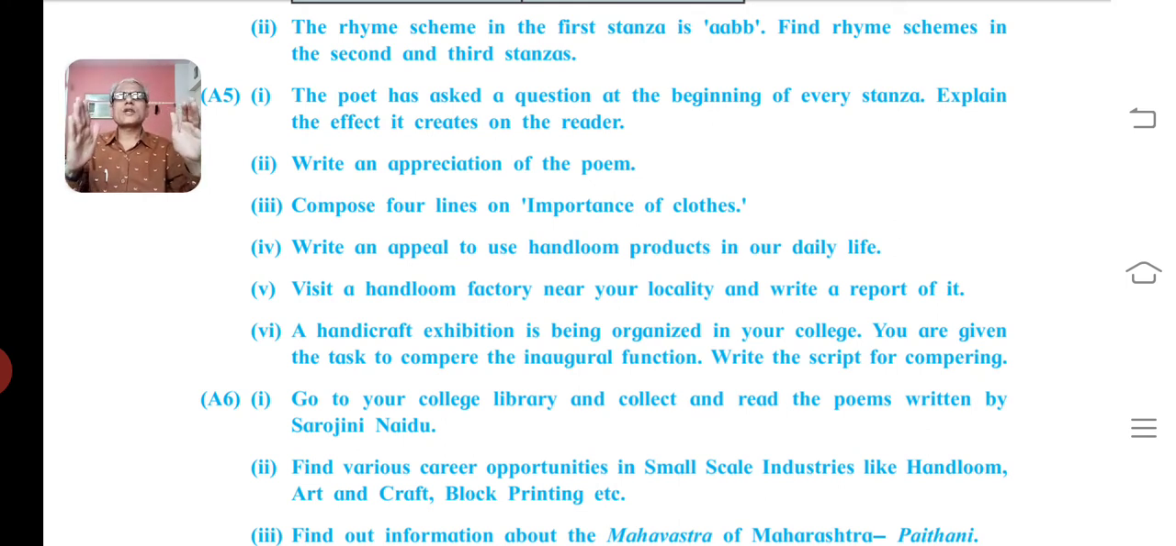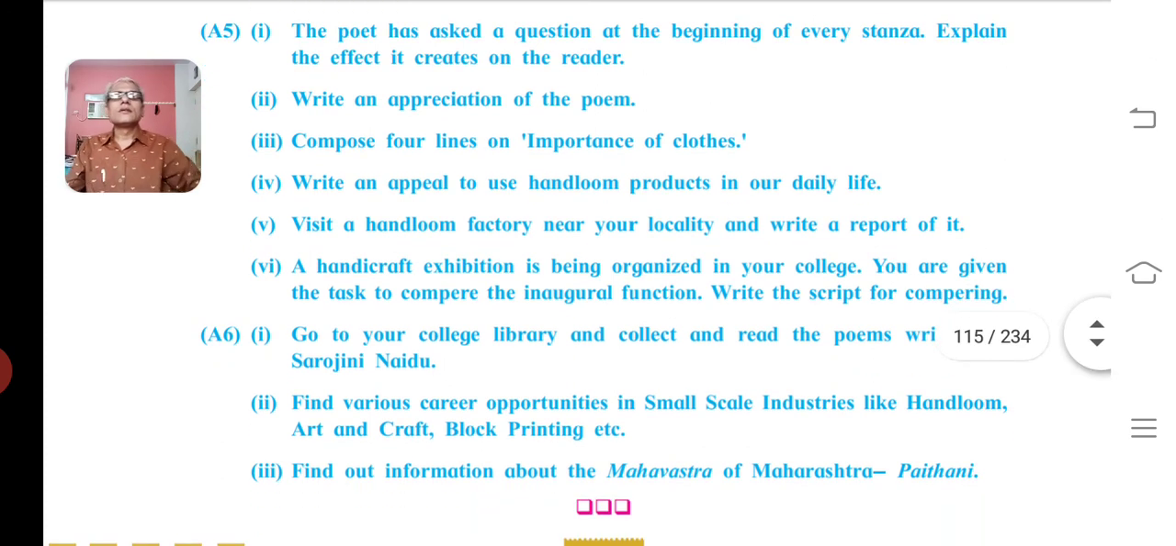Now all remaining activities in the brainstorming section are to be discussed and solved by you at your home individually. Now I take only one, and that is the poetic appreciation of the poem. Write an appreciation of the poem. I take only this one. The poetic appreciation of the poem Indian Weavers.